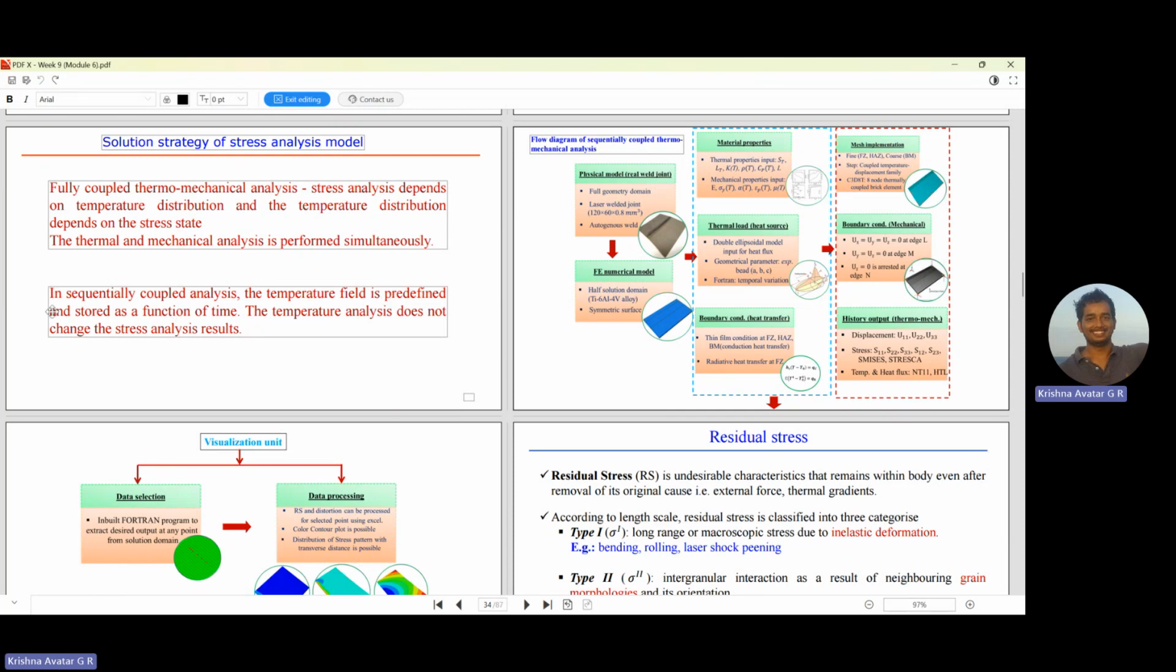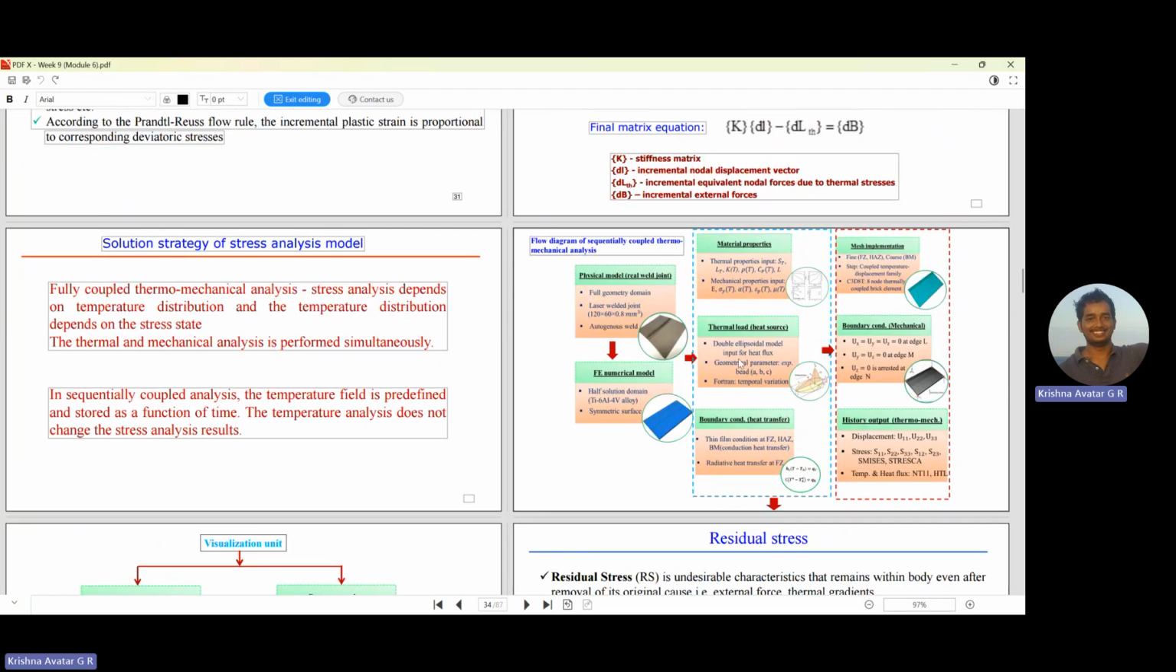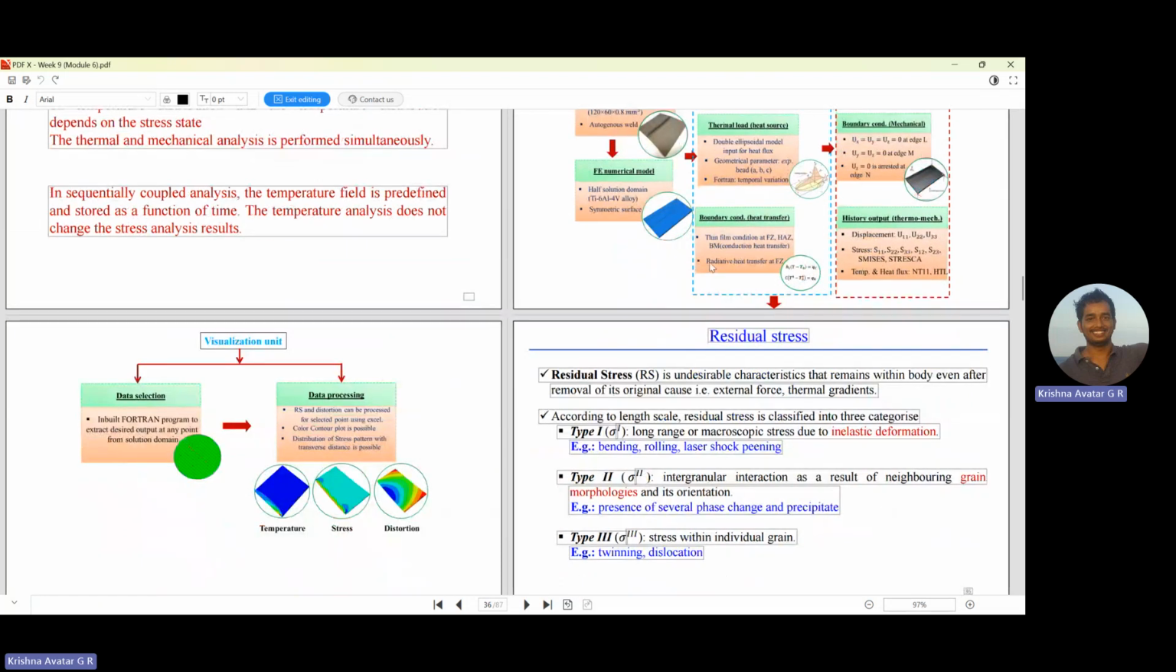In a sequentially coupled analysis, the thermal field is predefined and stored as a function of time. The temperature analysis does not change the stress analysis results. So this is the flow diagram of the thermomechanical analysis, right?